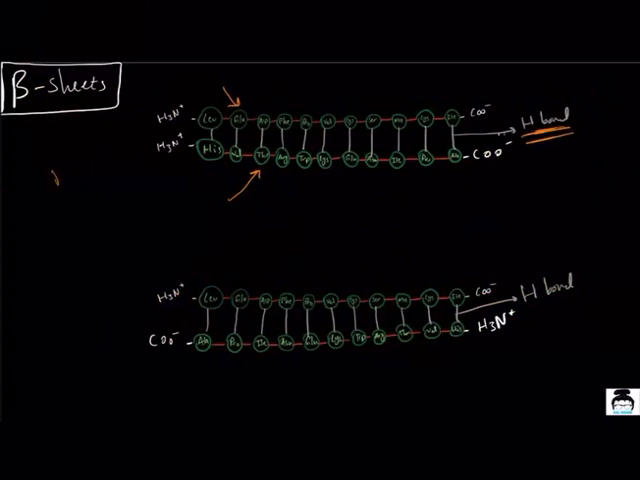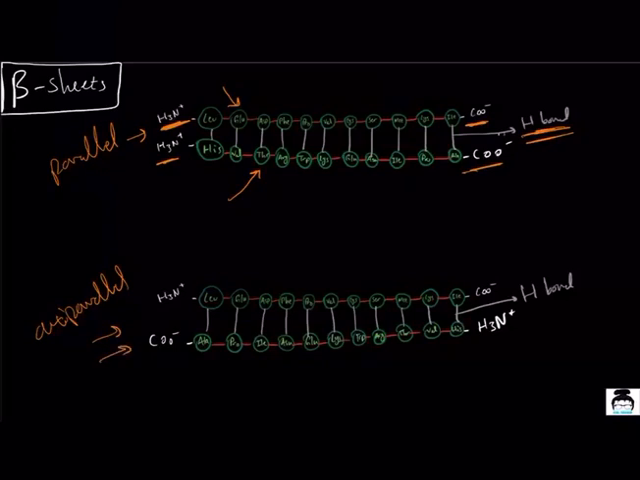Now, beta sheets exist in two conformations: parallel, right, and anti-parallel. Parallel is when the first chain moves from the amide group to the carboxylate, and the second one moves from the amide group to the carboxylate as well. So they're parallel to each other. They resemble each other, and they go in the same direction, from the amide to the carboxylate. So a parallel beta sheet is a beta sheet whose two chains of amino acids exist in parallel to each other.